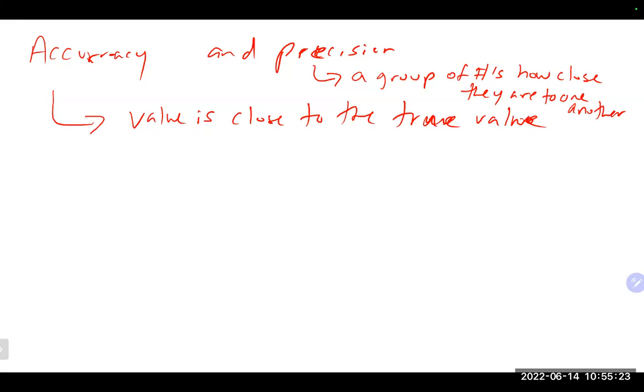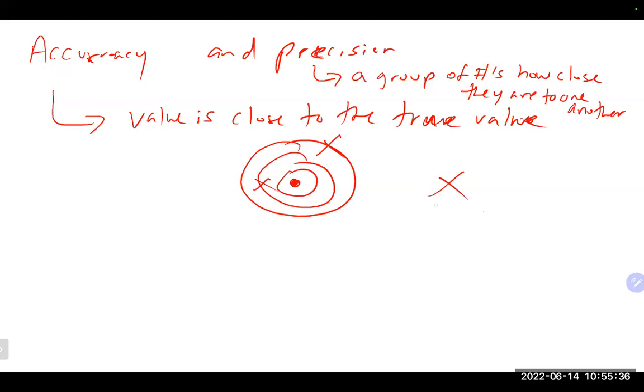So for example, if we threw some darts at a dartboard, the goal there is to get the bullseye. And I throw my darts and I go, all right, so I missed the board. It happens, right? Am I very precise? No. Am I very accurate? I am not, right? I'm all over the place here.